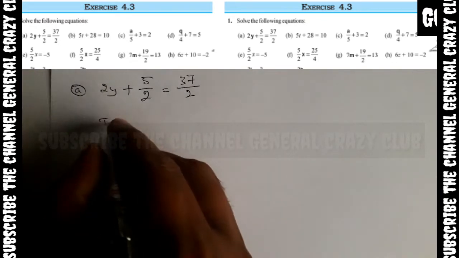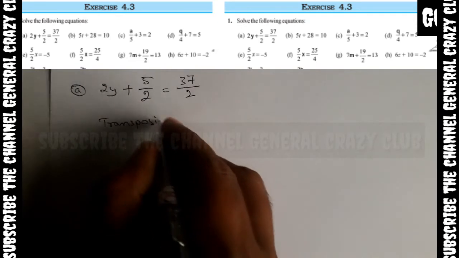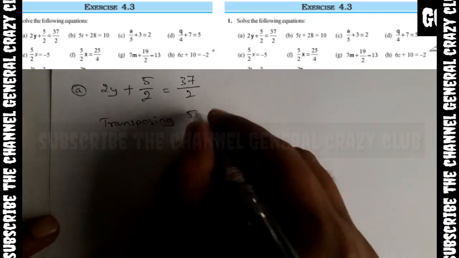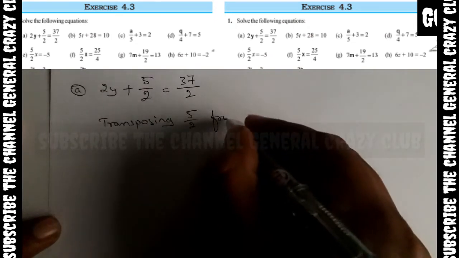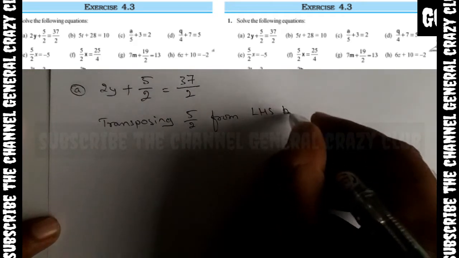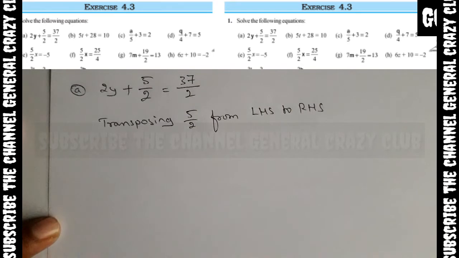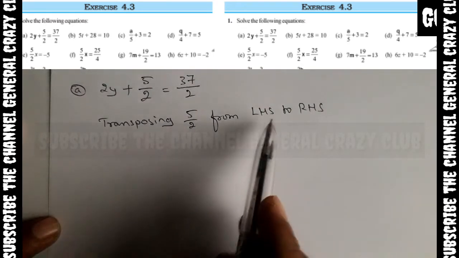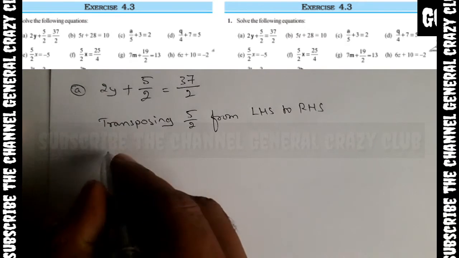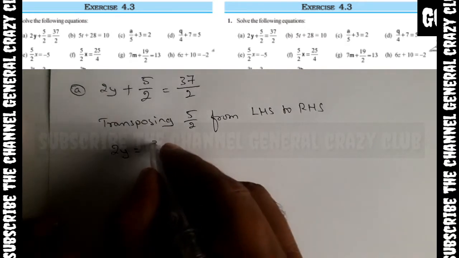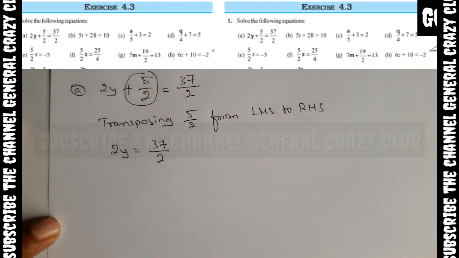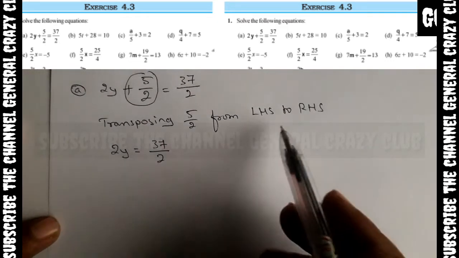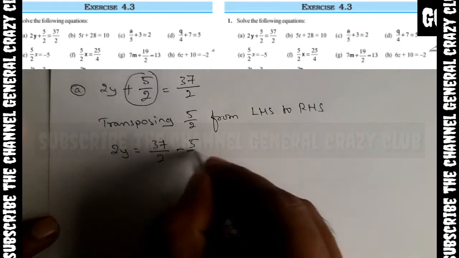First we are transposing 5 by 2 from LHS to RHS. Transposing 5 by 2 from LHS to RHS, 2y equal to 37 by 2. Here what we have in the equation is plus 5 by 2. We are transposing this plus 5 by 2 from LHS to RHS as minus 5 by 2.